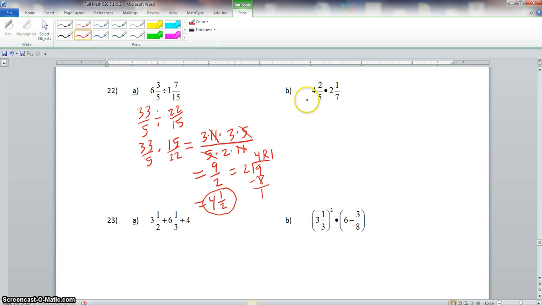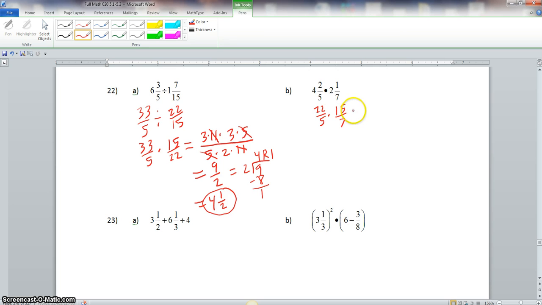Now we go to B. The same as division, we do for multiplication. You must change these mixed numbers to improper fractions. So this will give us 22 over 5 times, this will give us 15 over 7. And just as a refresher, we keep our denominators the same, and then we would take 4 times 5 is 20 plus 2 is 22. 2 times 7 is 14 plus 1 is 15.